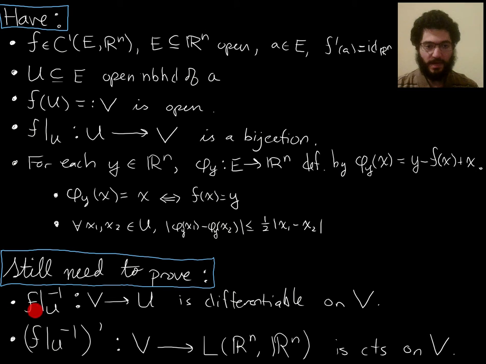First, we need to prove that, so we know f restricted to U is this bijection, right? So it has an inverse. It's a bijection from U to V, so it has an inverse, which is from V to U. We need to prove that that's differentiable. And we also need to prove that the derivative is continuous. So the derivative is this kind of map. We need to prove that that's continuous. And then we will be done.